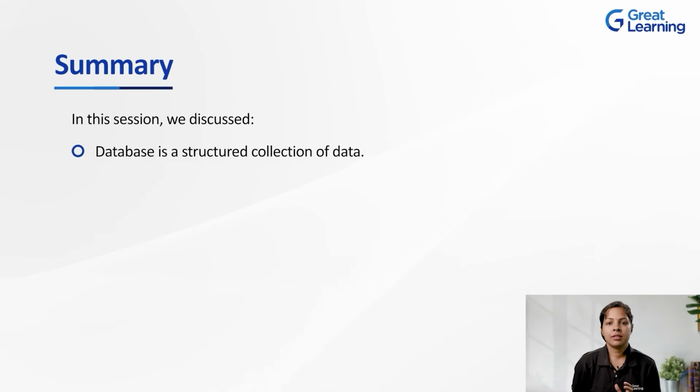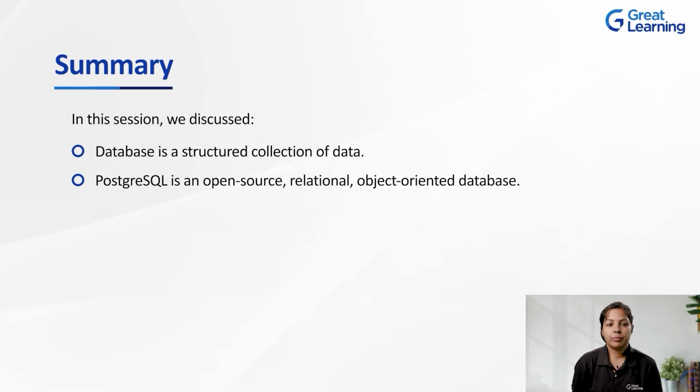So now let's summarize what we discussed in this session. We discussed first of all what a database is. A database is a structured collection of data. We store data in a database to retrieve, update, and maintain the data. Then we discussed PostgreSQL or Postgres. Postgres is an open source, relational as well as object-oriented database management system.